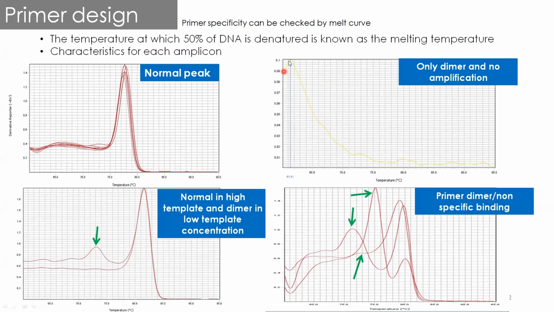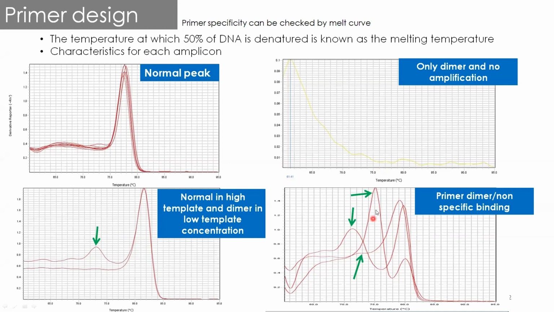Another thing you can see is that in this green graph, the fluorescence value is too low. It's almost 0.1 on the y-axis, whereas others are 1.4, 1.8, 1.4. Another thing is that the melting temperature is close to 61, which is too low for an amplicon of close to 100 bases. So this could be only dimer and no amplification. These kinds of things we will be seeing in the file.